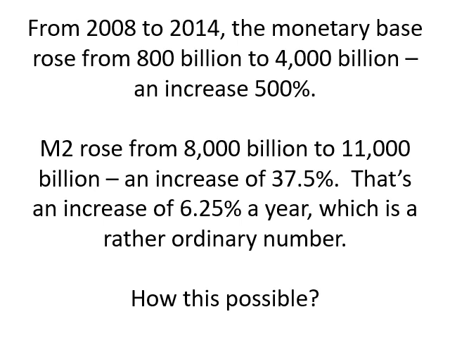But when you hit the zero bound problem, it may not work that way. For example, from 2008 to 2014, the Fed increased the monetary base from $800 billion to $4,000 billion. That's an increase of 500%. That seems pretty big. Is that pretty big? Yeah, that's huge.